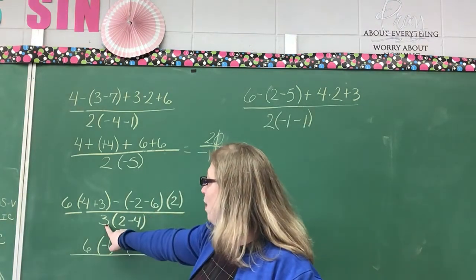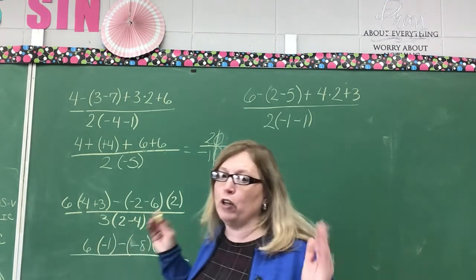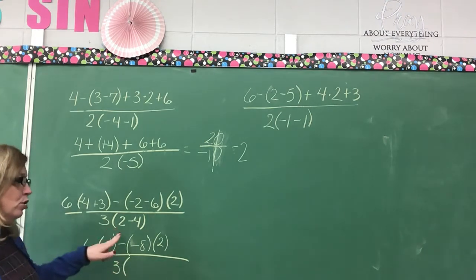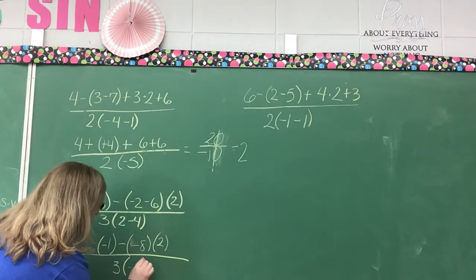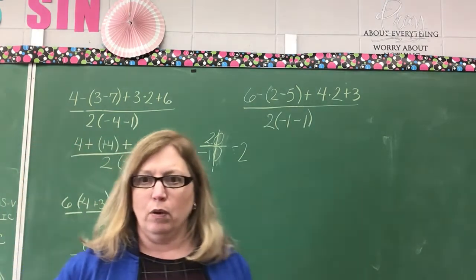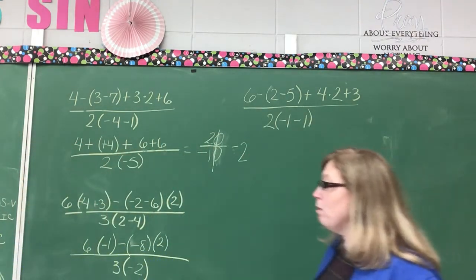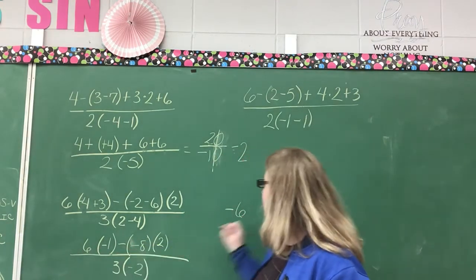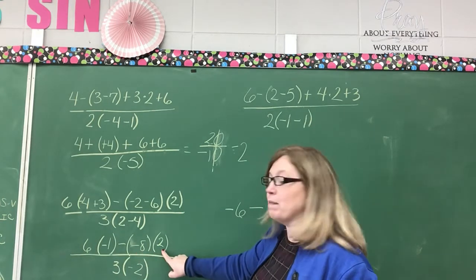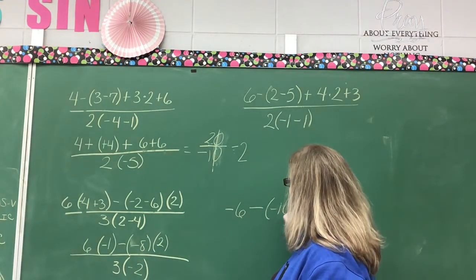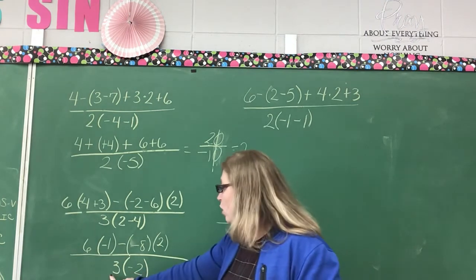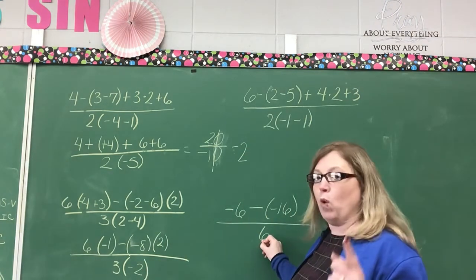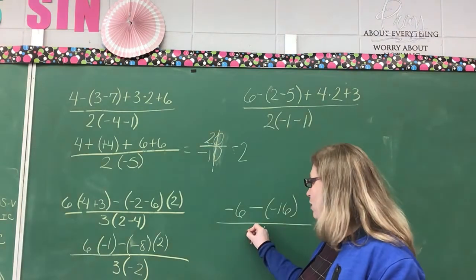Go to the bottom. You have 3 parentheses 2 minus 4. What are you going to look at? Only what's inside the parentheses. So bring the 3 down and say 2 minus 4 is negative 2. Now what do you do next? Look at your problem. You're going to multiply. 6 times negative 1 is negative 6. Minus negative 8 times 2 is negative 16. We're going to put that over 3 times negative 2. Well, 3 times 2 is 6. One is positive, one is negative, so my answer is negative.